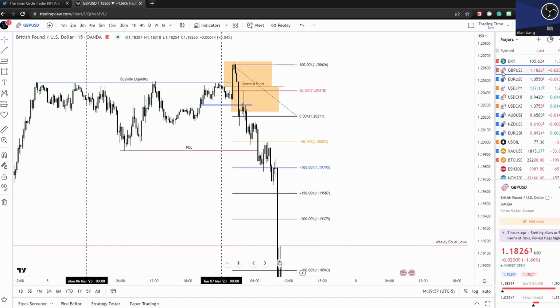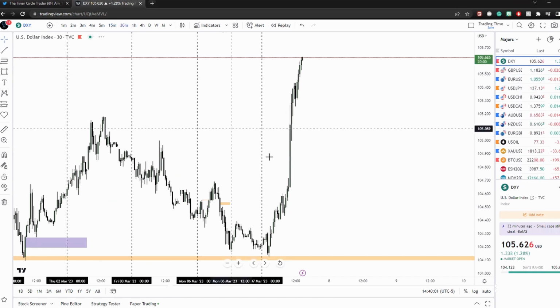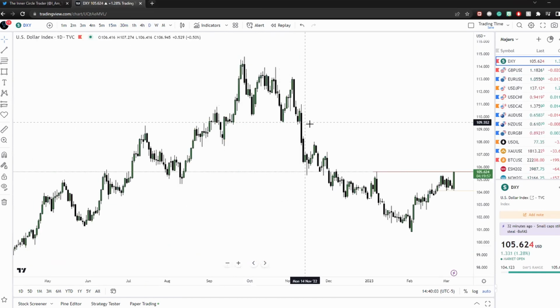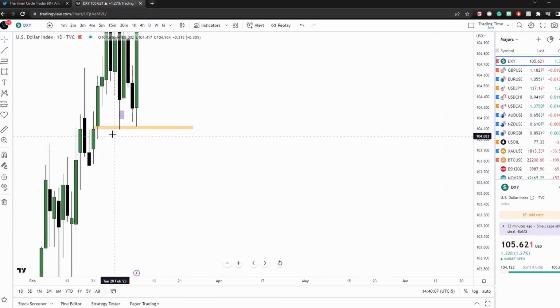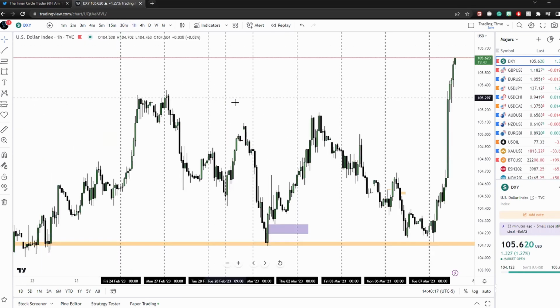Obviously, we're correlating this with Dixie, right? Dixie, we see what? Daily imbalance right here. Volume imbalance right there. Daily volume imbalance. See, this price fills it perfectly, runs up, comes down, drops right down, tags right at there again, and blasts off. So this is a daily imbalance.